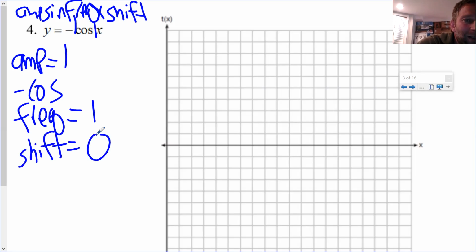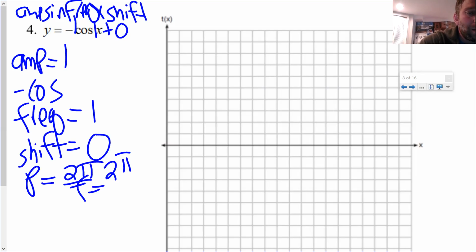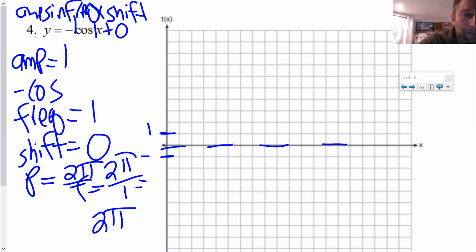That's not going to always be the case, but in this case, every example I give you has a 1 in front of the x and a 0 after. I need my period. My period is 2 pi over the frequency. My frequency is 1. That gives me 2 pi. So my midline is 0. My amplitude is 1, so I'm going up 1 and down 1.